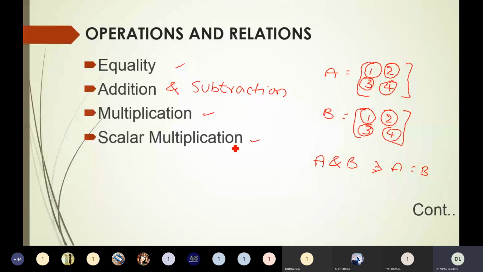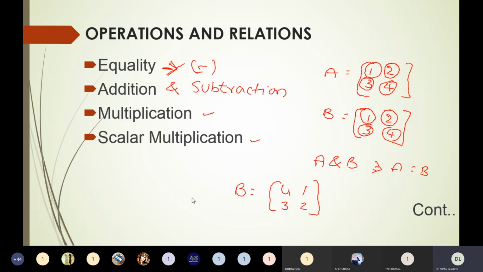Equal matrices. So even though the elements are the same, if the order is not the same, then it is not an equal matrix. Suppose B is in the form of 4, 1, 3, 2. All the elements in A and all the elements in B, we will see individually, are equal, but their position is not the same. That's why in this case A and B are not equal matrices. So positions should also be the same. That is the equality operator.